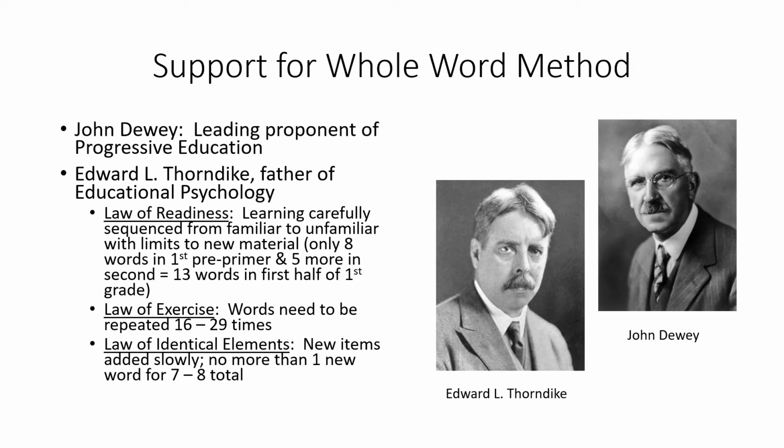read 13 words. But they learned to read those 13 words in part because of the law of exercise. According to Thorndike, words need to be repeated between 16 and 29 times before the reader will have mastered them to the point of automaticity. That's the ability to read it automatically, and that is, of course, the goal of the whole word method. It also conformed to his law of identical items, so that new items were added very slowly, with no more than 1 new word for every 7 or 8 total.